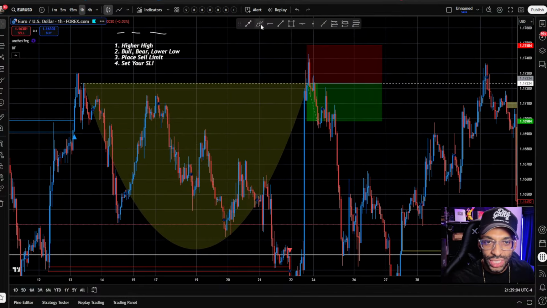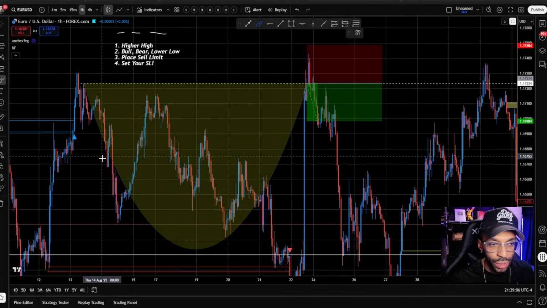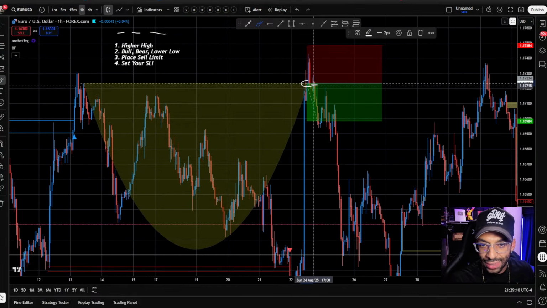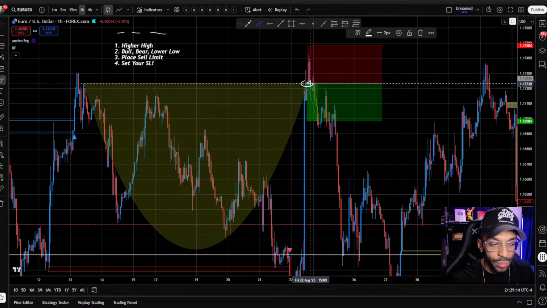What's going to happen is the market is going to do its thing. It's going to come all the way back up, and once it hits this price again, where our horizontal line is, remember, this is where our sell limit is.